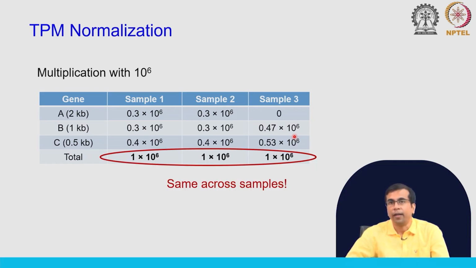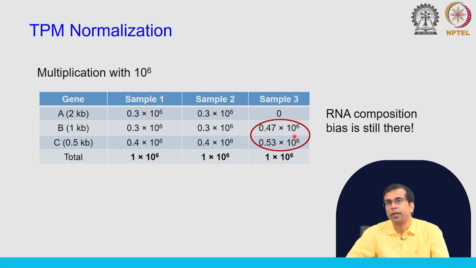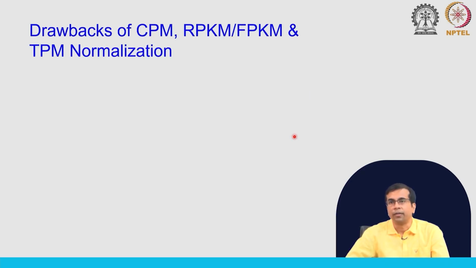Now we can perhaps compare these across samples, but the problem is we have not addressed the RNA composition bias, and it is still there. Which means again we will reach some erroneous conclusions, because we have not addressed the issue that genes B and C get more reads only because gene A shows lower expression in sample 3. So, to summarize whatever we have discussed so far.